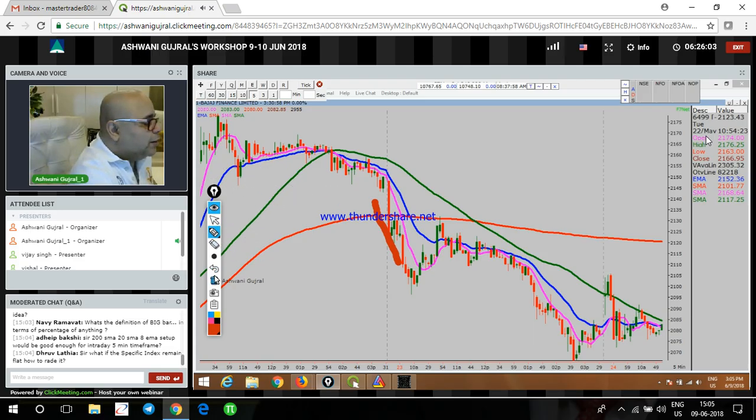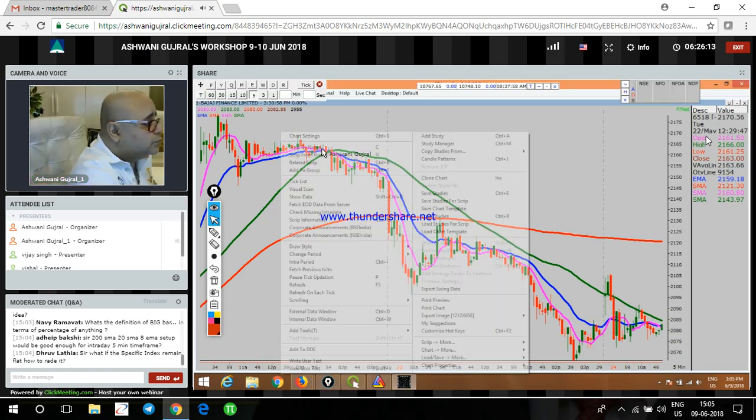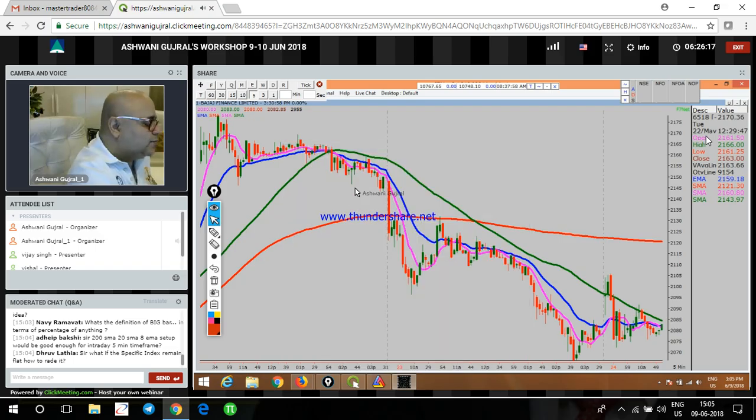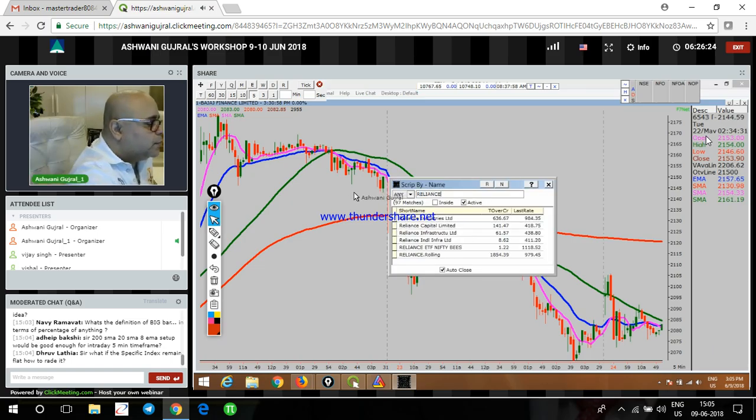Heiken Ashi, according to me, adds no value, because if it's a trend, you should be able to make out from other charts also. Heiken Ashi is nothing. It takes 50% of the previous bar, and if the next bar is stopping from above 50%, it will show you a bar, otherwise it won't.